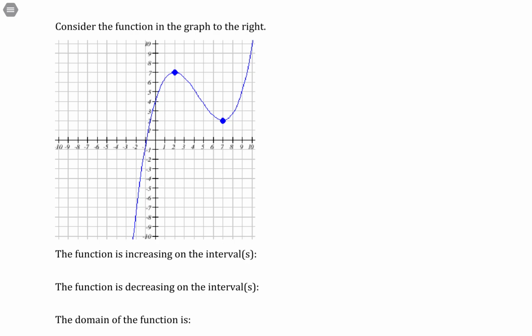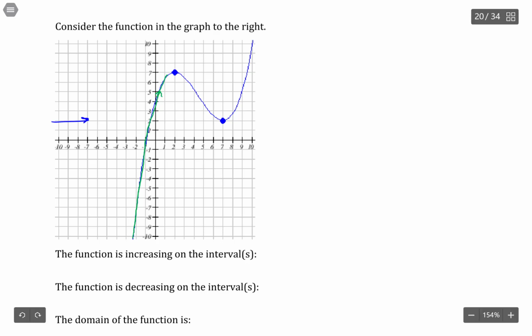All right, so to determine increasing and decreasing, generally what we first observe is that we are looking at the graph going from left to right. That's really important because otherwise you're reading in the opposite direction. So we're looking for values of the graph that are going up in value. So that means it's increasing.